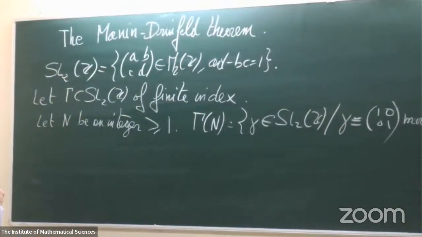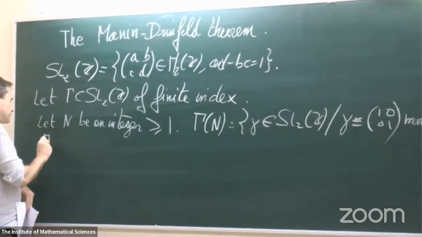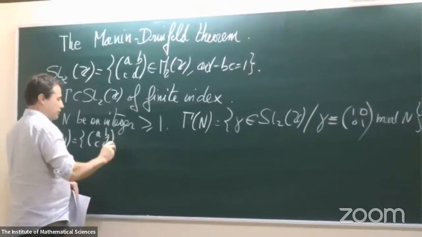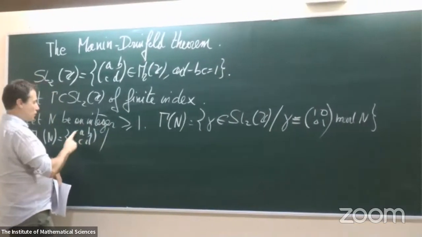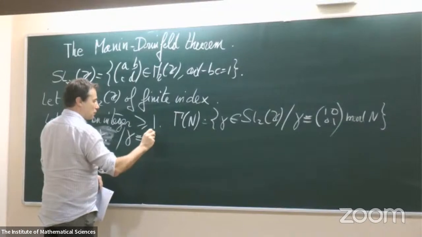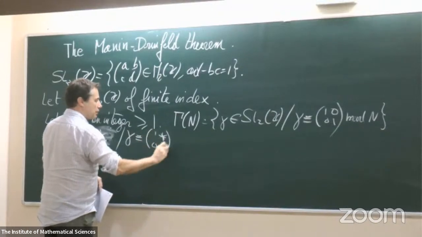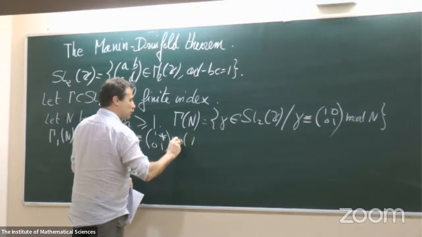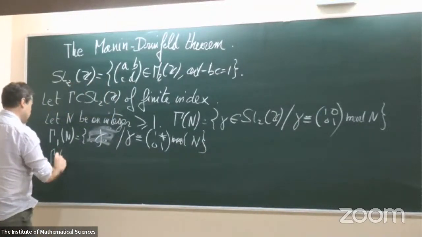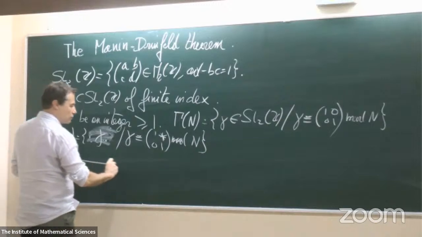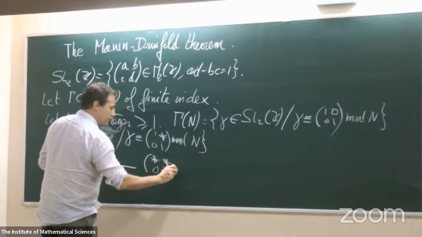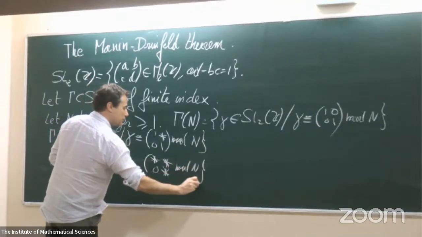There are two other families of subgroups of interest. Gamma 1 of n is the set of matrices (a b; c d) such that, well, I don't really need to call them a, b, c, d, congruent to (1 0; 0 1) modulo n. And then you have gamma naught of n, which is the set of matrices which are congruent to upper triangular matrices modulo n.